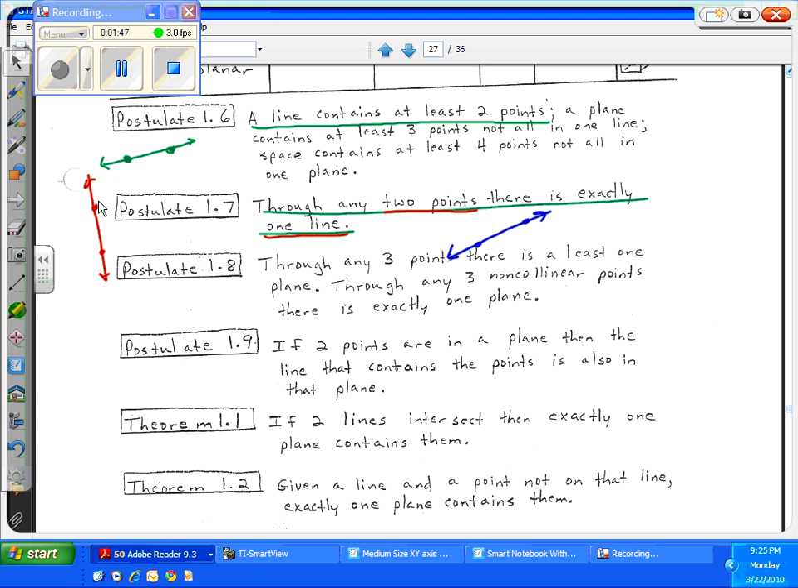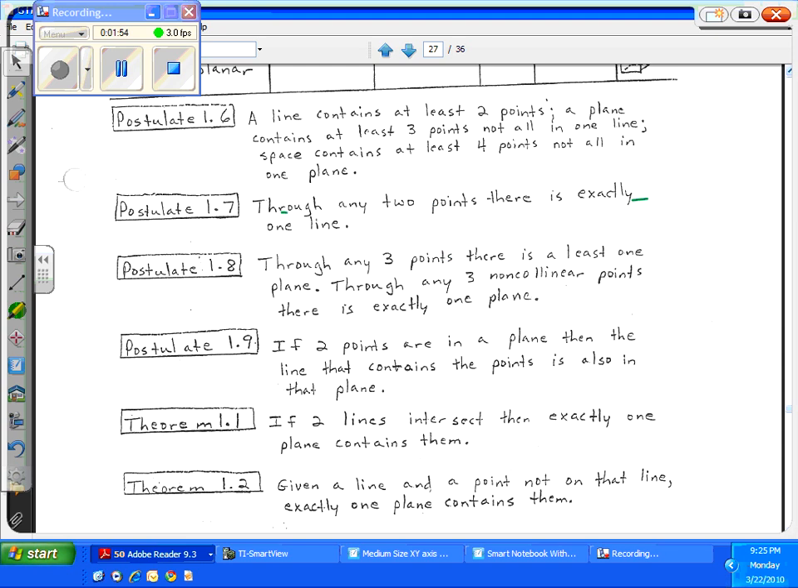Now, we say that a plane, and I'm just going to remove all this line stuff when I talk about plane stuff. A plane contains at least 3 points not all in the same line. In other words, at least 3 non-collinear points. Well, let's look at that. If we had 3 points in the same line, all we determined was a line. We really didn't determine a plane.